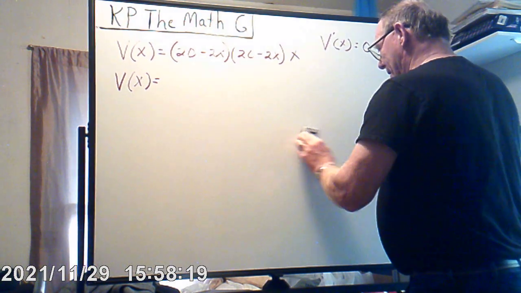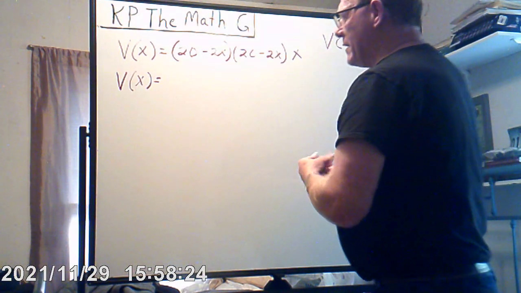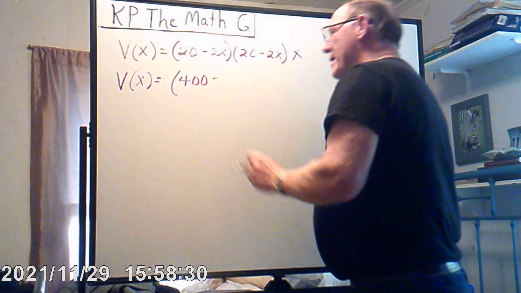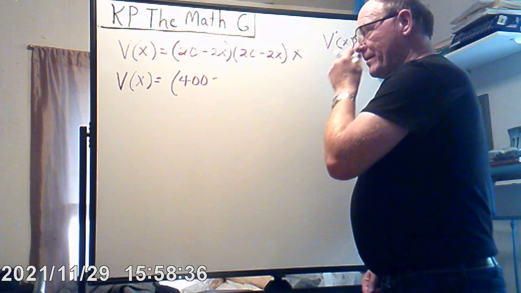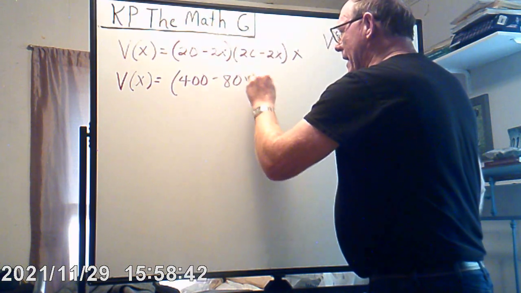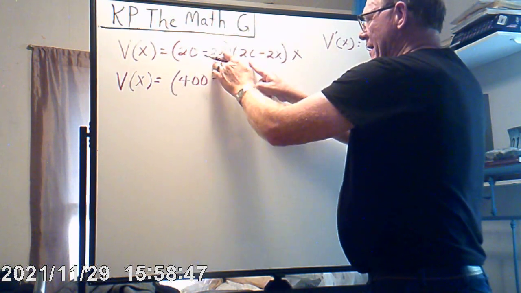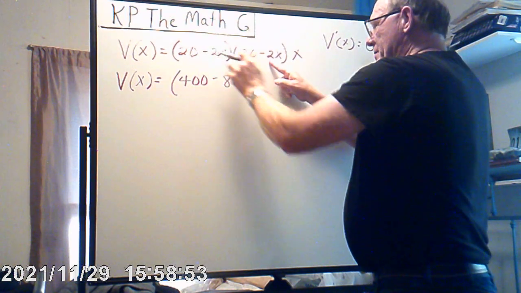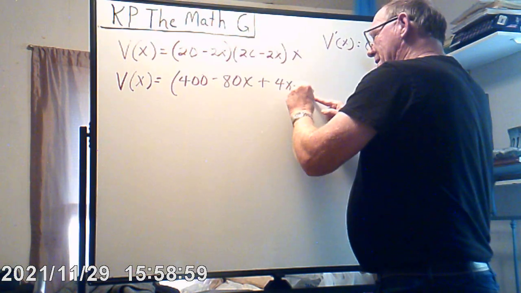So we're just kind of rewriting v right now. Let's multiply this out. 20 times 20 is 400. 20 times 2 is 40, and then another minus 40 is minus 80x. 2 times 2 is 4. 20 times 2 is 40. A negative 40 and a negative 40 is a negative 80. Negative times negative is positive here. 2 times 2 is 4. x times x is x squared.